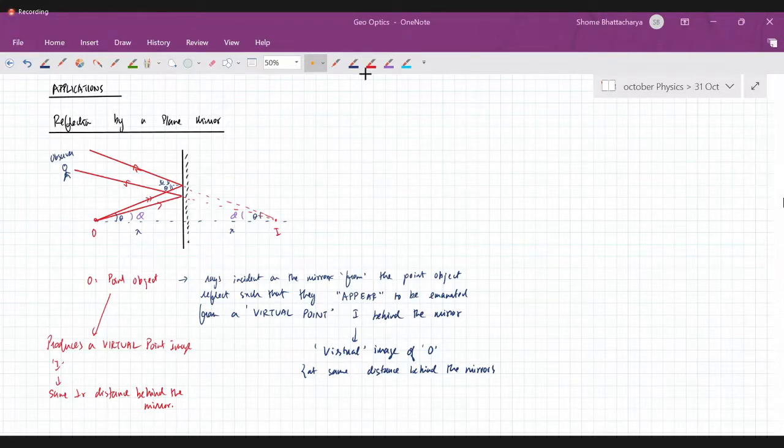Appear to be emanated. So these rays, the reflected rays, you can see they appear to be emanating from this virtual point I behind the mirror.